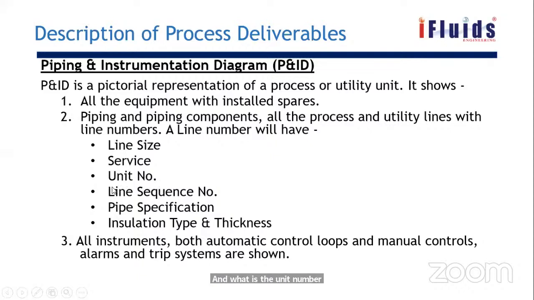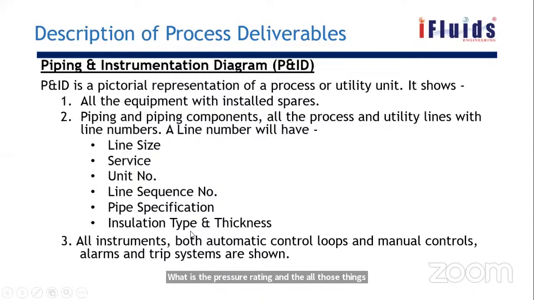So for that particular unit, what is the unit number? And then the sequence number. There will be n number of these line numbers, so you'll be putting the lines in sequence with some numbering philosophy. And then the pipe specification, like what is the MOC and what is the pressure rating and all those things, will be put in the P&ID.